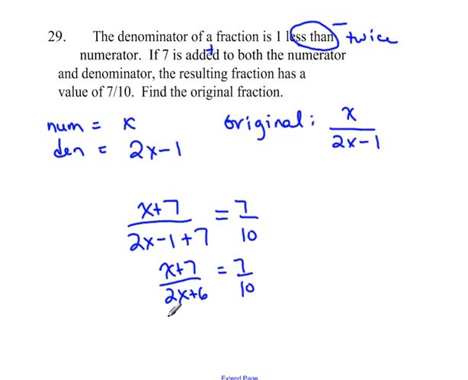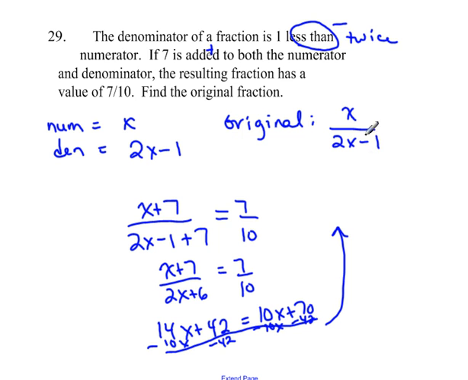Cross multiply. 7 times 2x plus 6 is going to give you 14x plus 42. 10 times x plus 7 is going to give you 10x plus 70. And then variables to the left, numbers to the right. You're going to subtract 10x from both sides and subtract 42 from both sides. So I get 4x equals 28 when I do that. Divide by 4 and x equals 7.